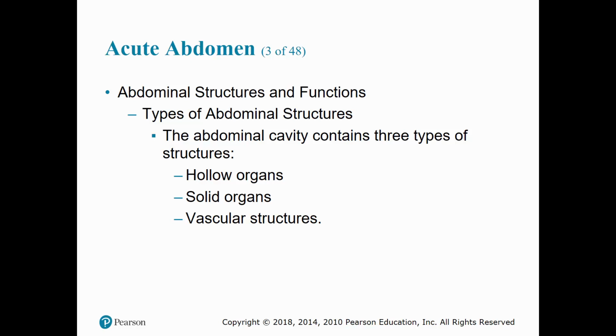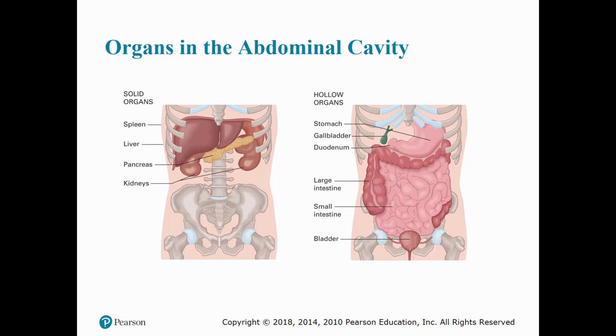Here's just some examples of your solid organs and hollow organs that are contained in the abdominal cavity. Your spleen, liver, pancreas, and kidneys are solid organs.